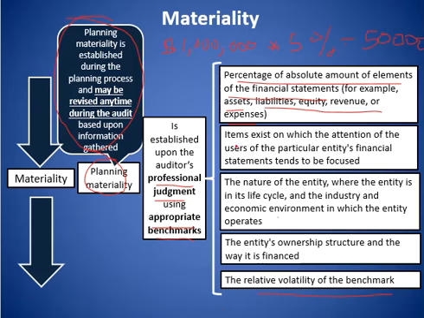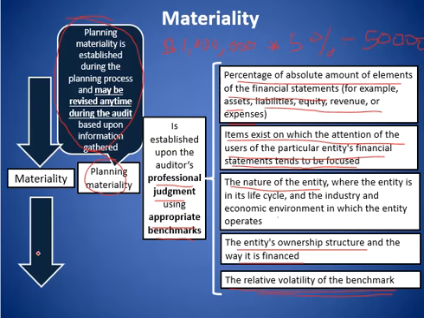Also, the auditor may establish a benchmark where items exist on which the attention of users of a particular entity's financial statements tends to be focused. As an example, if the users are focused on accounts receivable, materiality may be devoted to certain levels of accounts receivable. Also, number 3, the nature of the entity, where the entity is in its life cycle, and the industry and economic environment in which the entity operates. Number 4, the entity's ownership structure and the way it's financed. And number 5, the relative volatility of the benchmark.